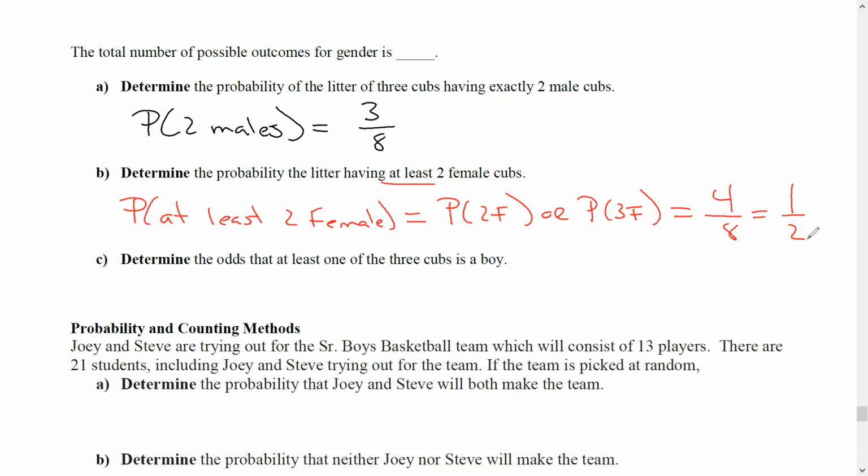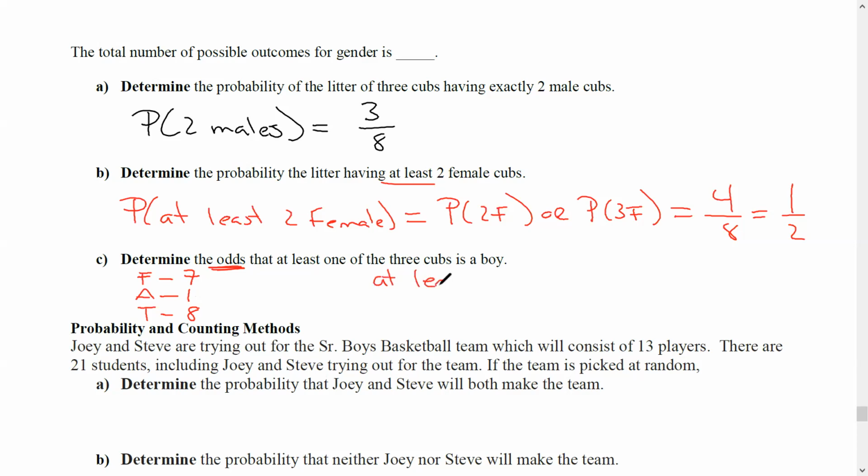Okay, determine the odds. Okay, I need to be careful here. As soon as I see that word odds, remember back from our previous lesson, I'm a big fan of writing out FAT. There's 8 things in total. I want at least one of the 3 cubs is a boy. Well, if I go back up and count, I would see there's 7 outcomes where there's at least 1 boy, and there's only 1 outcome where there isn't a boy, all females, right? So I like to list that out.